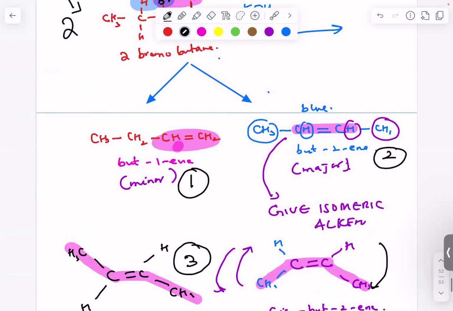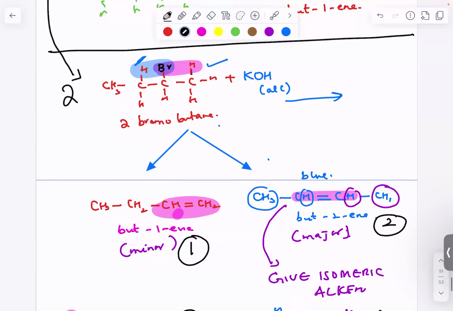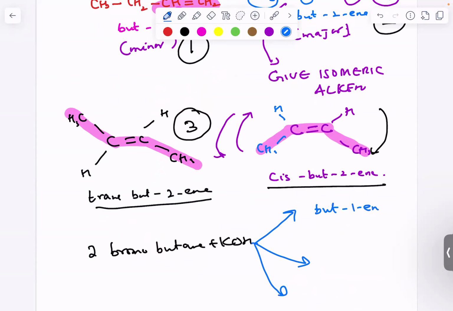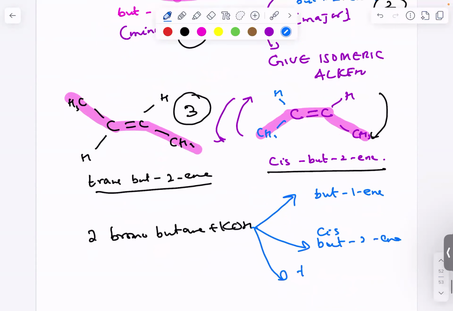So when you do the reaction of 2-bromobutane with KOH, you are going to get 3 products. Number one, but-1-ene. Number two, cis-butene and trans-butene. So these are the three products you are going to get.